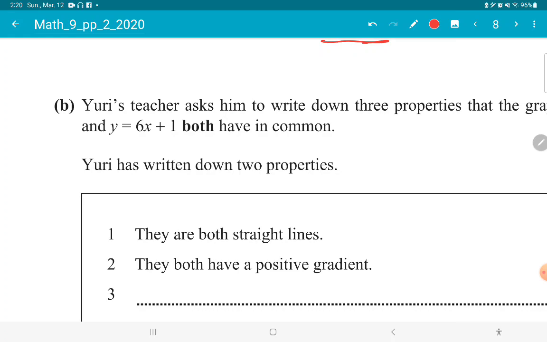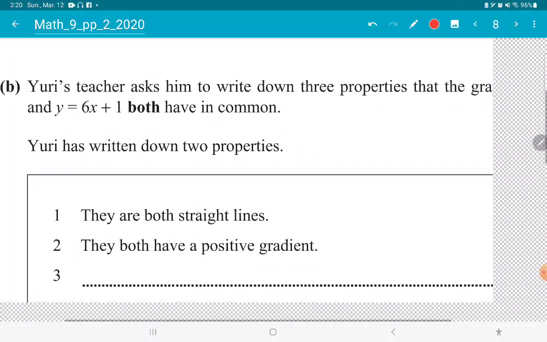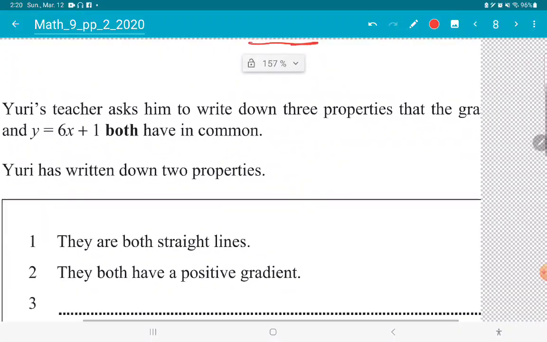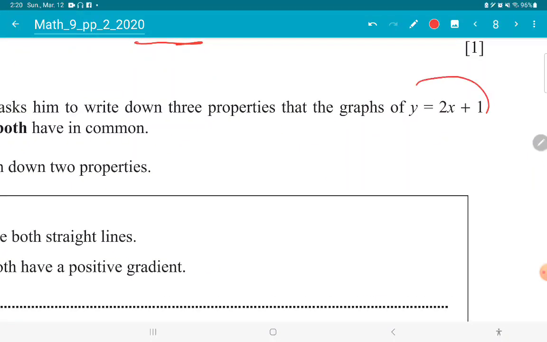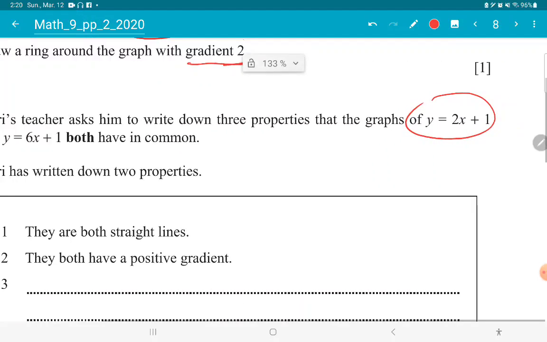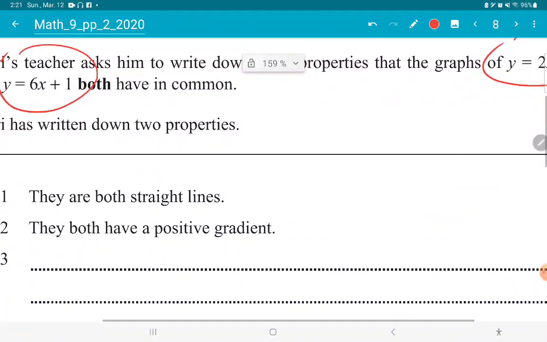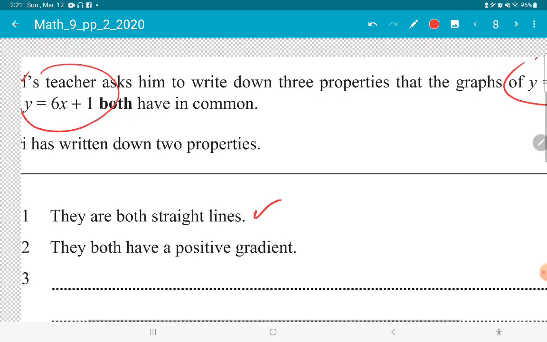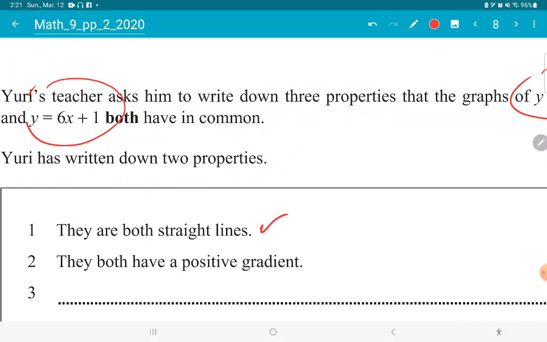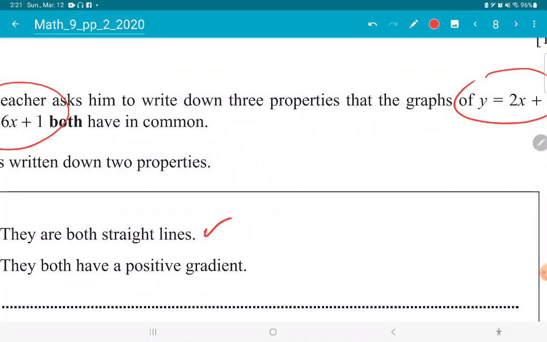Y equals 6, both have the same comment. So two straight lines, this and that. The comment, he already wrote it. He said they are both straight lines, because the power of x is just 1. They both have the positive gradient. This is 6, which is positive, and this one is 2, it's positive.